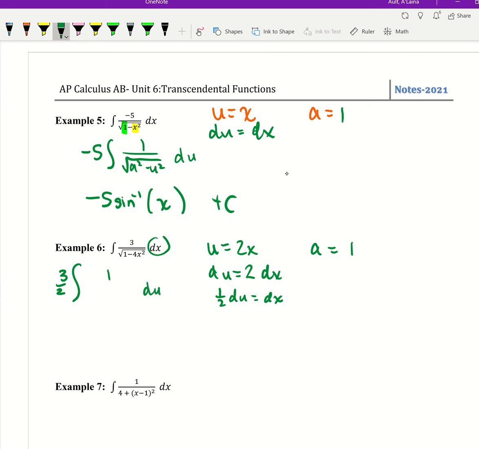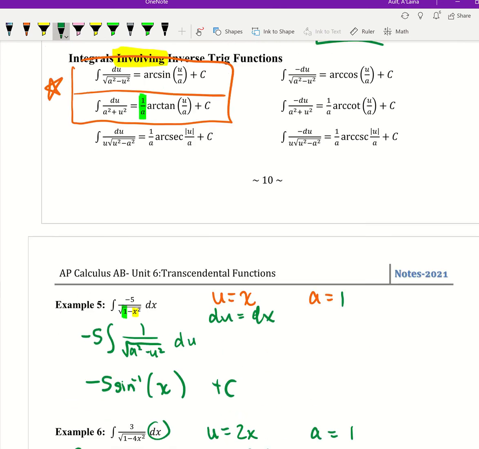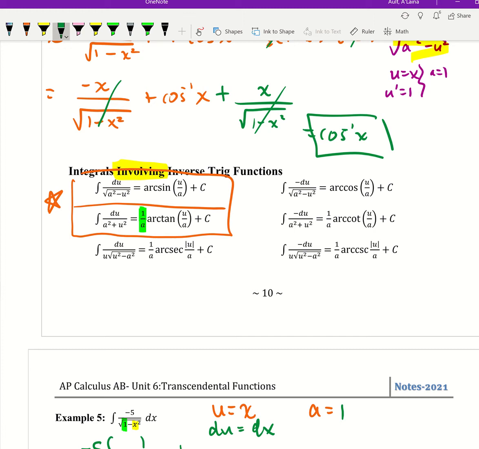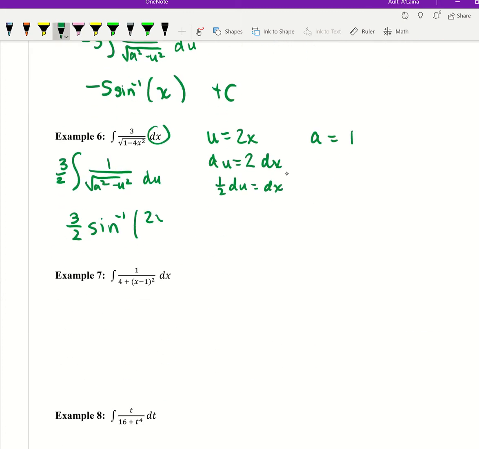And then here I would have, I already pulled the 3 out front, 1 over the square root of a squared minus u squared. This is a match for my inverse sine formula, so 3/2 times the inverse sine of, it's always going to be the same. It's always going to be u over a for all of these formulas. So u, which is 2x, over a, which is 1, plus c. I could just write that as 2x if I want.